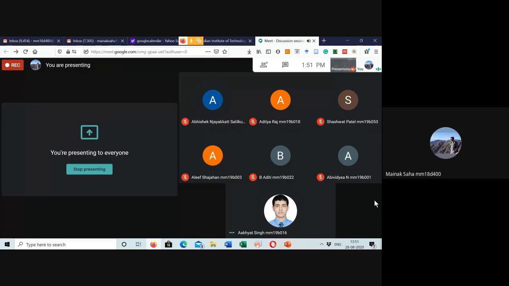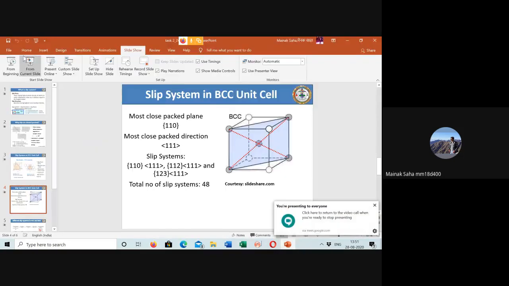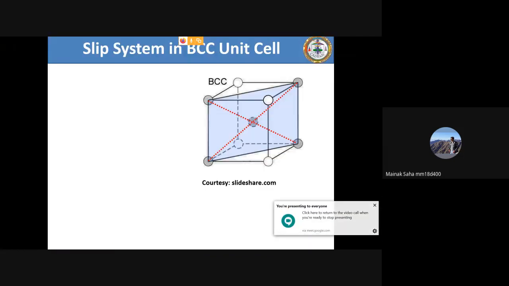But BCC is not as simple as FCC. All you guys are right, it's not wrong. In the 110, 111 slip system, there are only 12. But I will also show you other cases where other slip systems might be activated as well. This is the most commonly activated slip system, and slip system activation will be taught later. So in FCC, basically what you have, this is your 110, right?